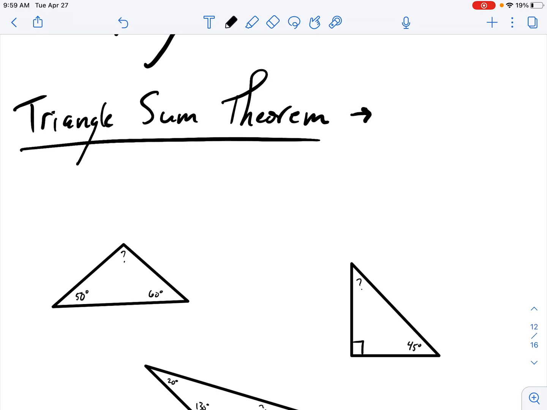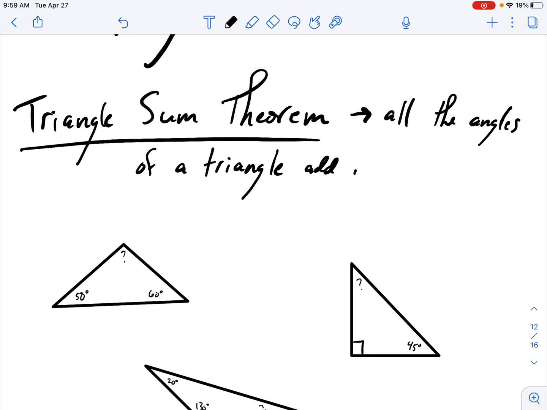And this is a fancy way of saying all the angles of a triangle add up to 180 degrees. This is for every single triangle, no matter what. So all the angles of a triangle always add up to 180 degrees. If they don't add up to 180 degrees, that means it is not a triangle, okay? This is one of the definitions of a triangle.